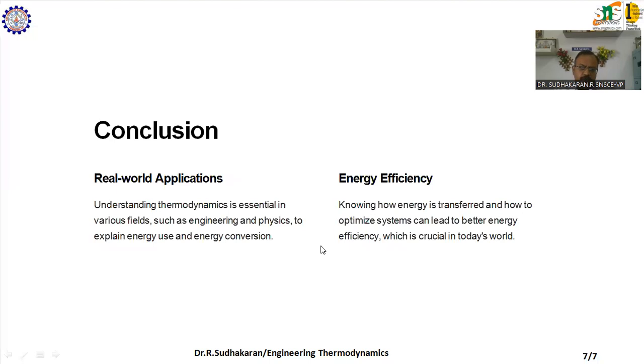So, conclusion. Understanding thermodynamics is essential in various fields such as engineering and physics to explain energy use and energy conversion. Knowing how energy is transferred and how to optimize systems will help us to better understand and improve energy efficiency and save a lot of energy, which is very crucial in today's world.